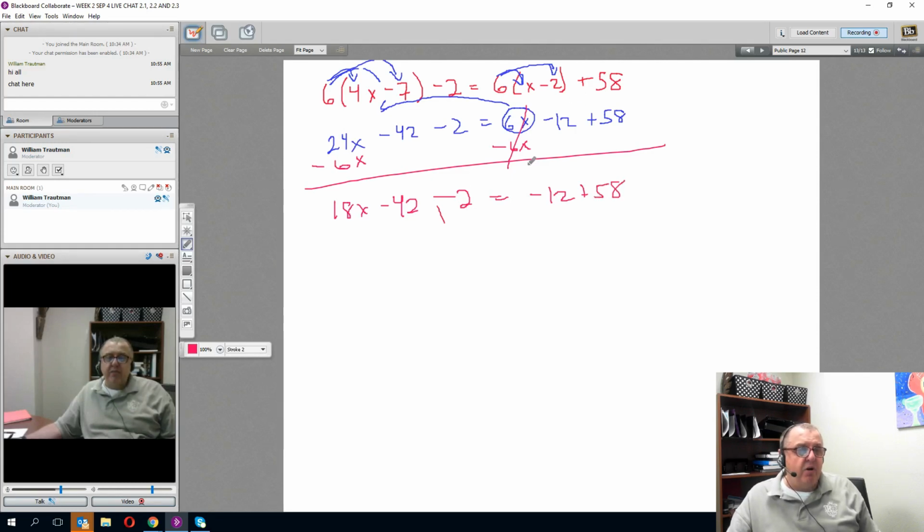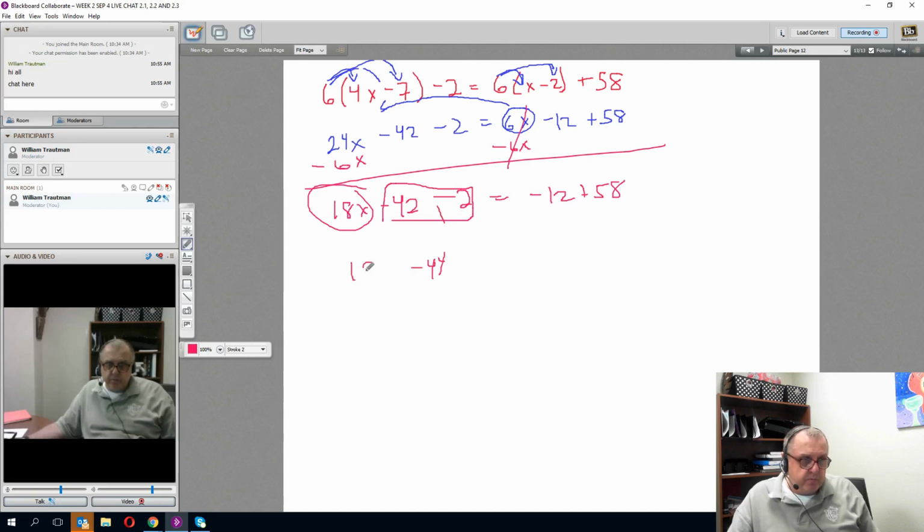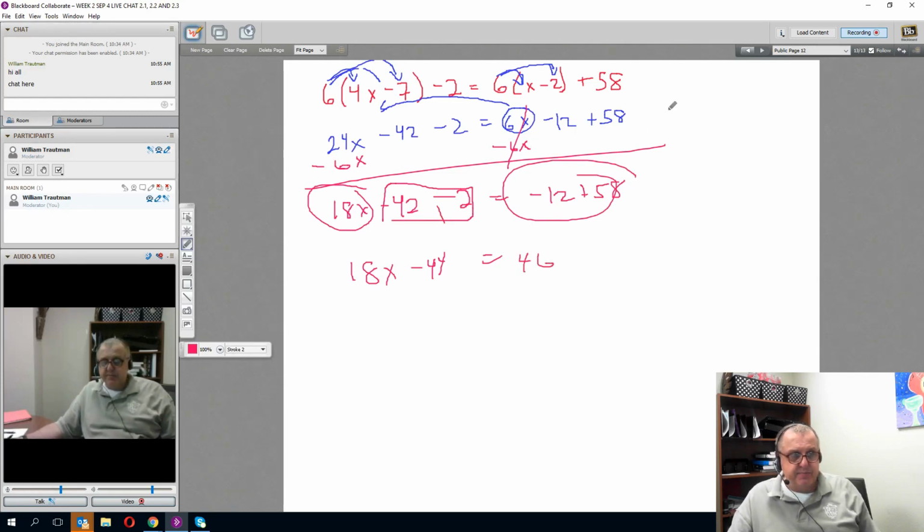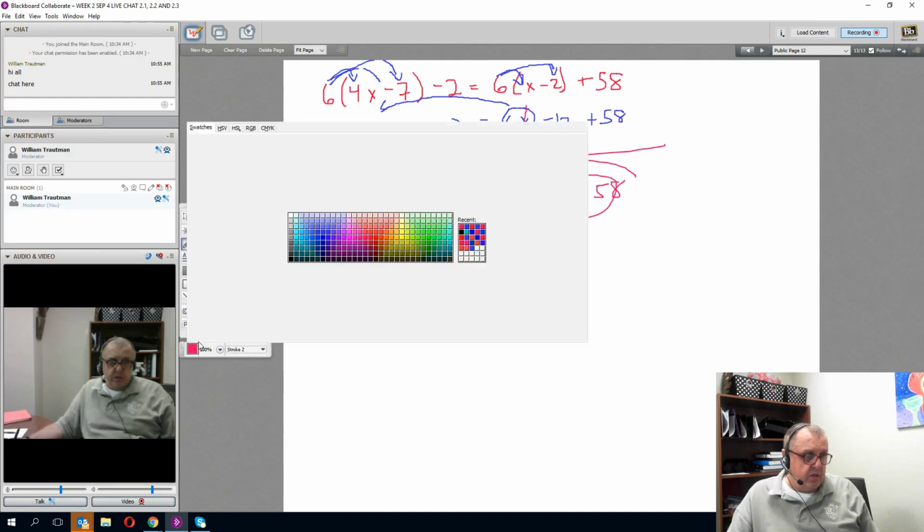Okay, so we have all the x's on one side. Put this in your calculator and combine these two. Negative 42 minus 2 is a negative 44. And these two on your calculator, negative 12 plus 58 is a positive 46. Okay, so you can always combine like terms on each side.